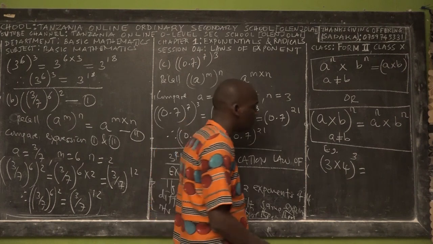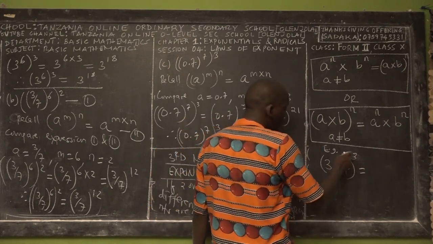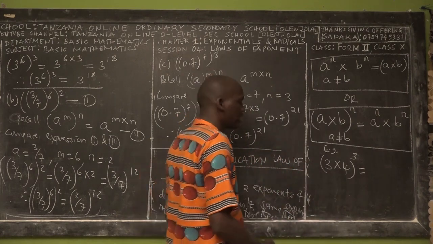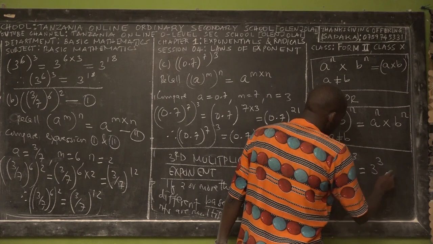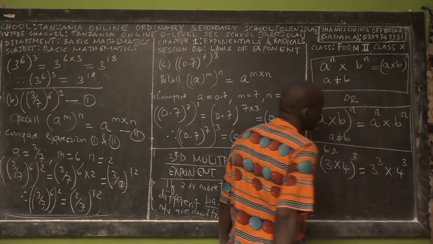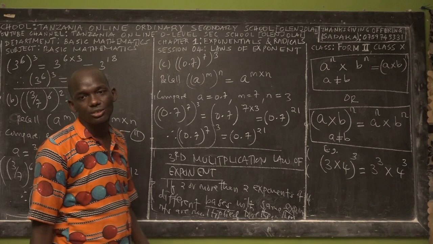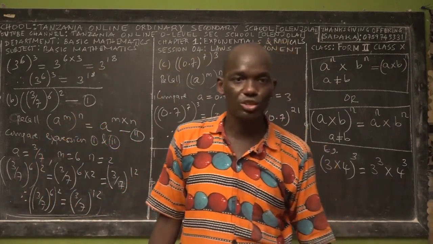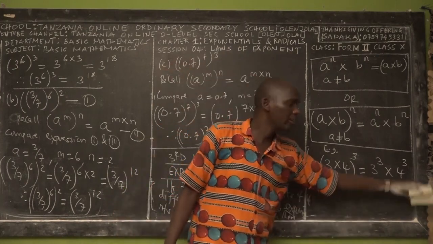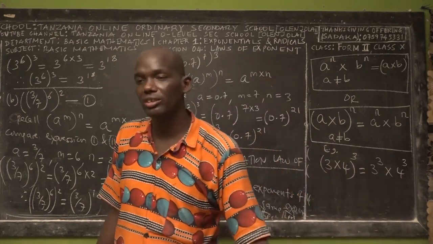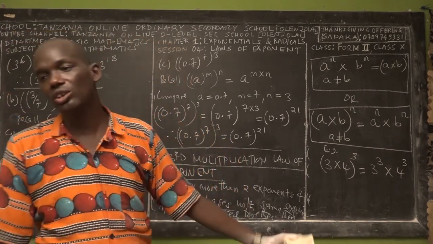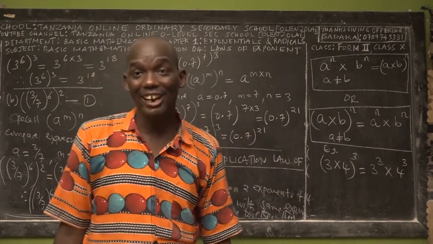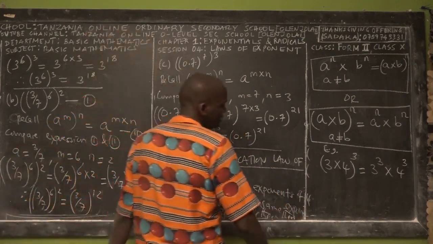Alternatively, we can find that 3 times 4 power 3, this is equal to open bracket 3 times 4 close bracket power 3, which is equal to 3 power 3 times 4 power 3. So 3 power 3 is 3 times 3 times 3, which is 27. And 4 power 3 is 4 times 4 times 4, which is 64. So you have 27 times 64, which is equal to 12 times 12 times 12. All right? That is what we are saying.